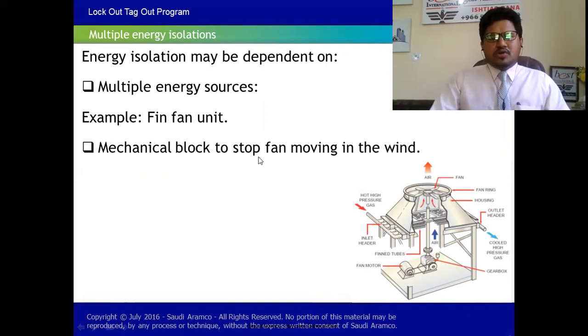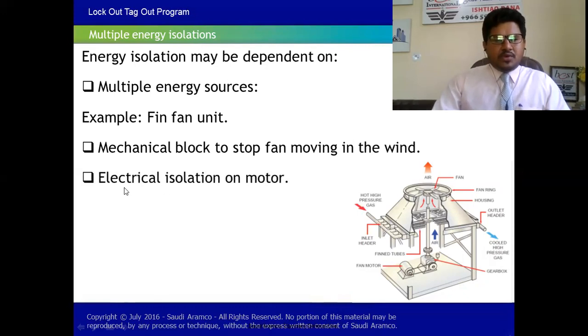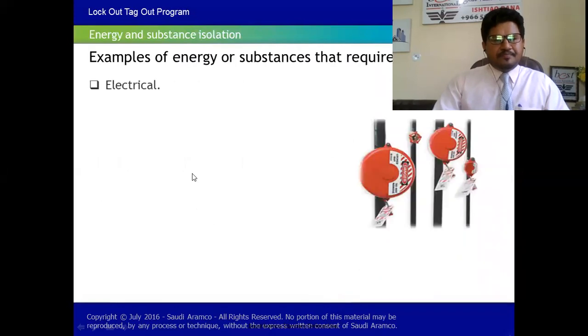Okay, so mechanical block to stop the fan moving in the wind. So we need to understand how we need to isolate for electrical energy, how for mechanical energy, and for the pipeline, either we are going to use disconnection or we'll put blinding. And to avoid the fan moving, we can use a mechanical block as well. So electrical isolation on the motor, blinding to isolate piping.